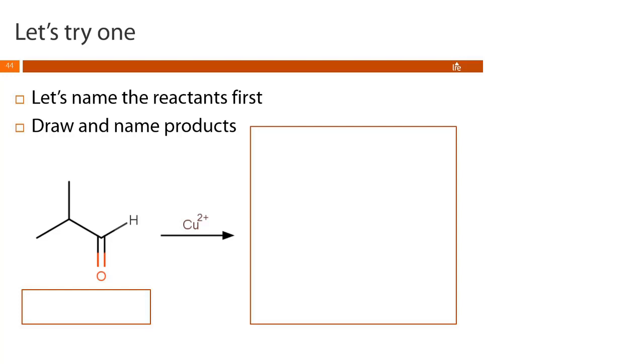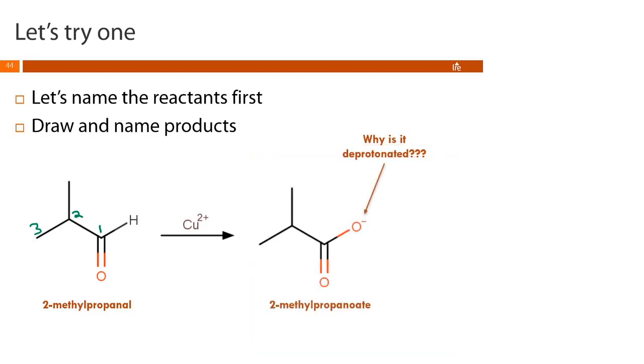Okay, so we're starting out with an aldehyde. Our parent chain has 3 carbons, and we have a methyl group at position 2. So this molecule is 2-methyl-propanal. And when we oxidize 2-methyl-propanal, we should get a carboxylic acid, right? Well, let's see what we get. So we don't get 2-methyl-propanoic acid.